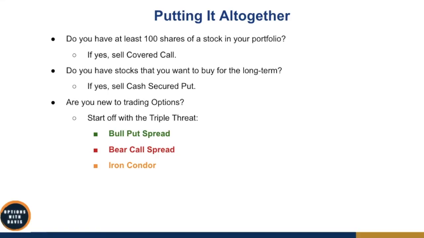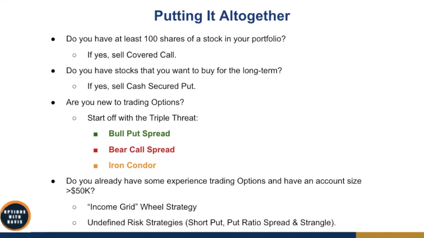Master these three strategies. And next, do you already have some experience trading options and have an account size that's more than $50,000? So if you're already experienced, you already know what all the different option Greeks are, you understand how the prices move, you've already put on a number of trades, you have made money on some of them, then you can move on to the income grid review strategy. Again, I've created a video on this on my channel. And then also you can start other undefined risk strategies, the short put, the put ratio spread, and the strangle.